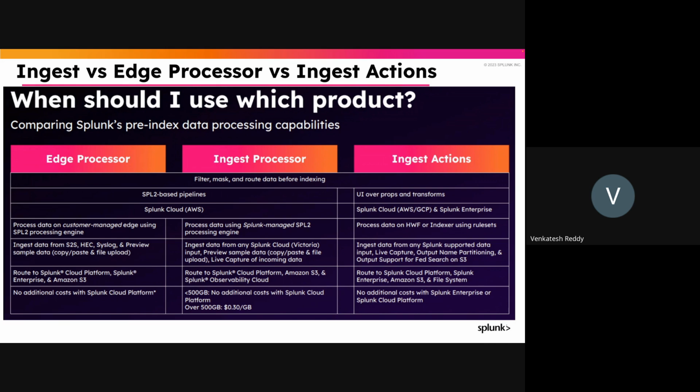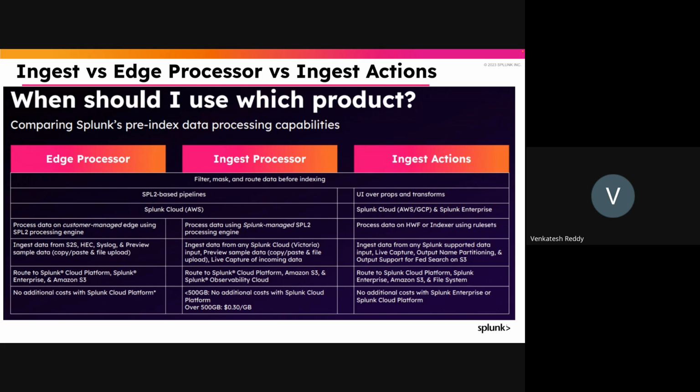So ingest actions, it's a UI preference. You don't need to define any props or transforms. We just use the ingest actions from the UI. You don't need to go to the backend from the cluster master. No need to push all the props and transform configuration from backend. You can do it from the UI using ingest actions. But there are some limitations for the ingest actions. That's why we came up with edge processor and ingest processor.